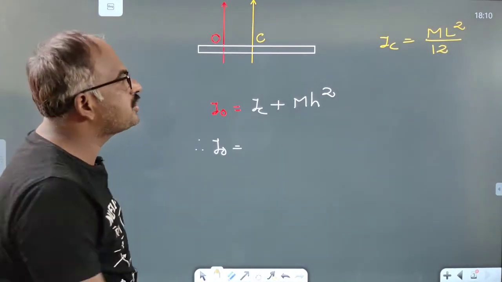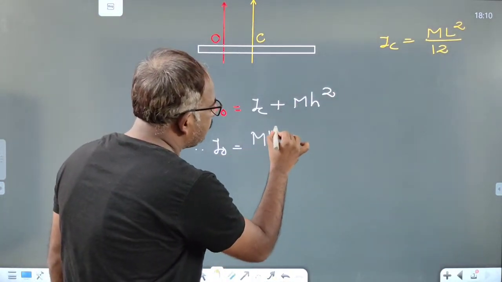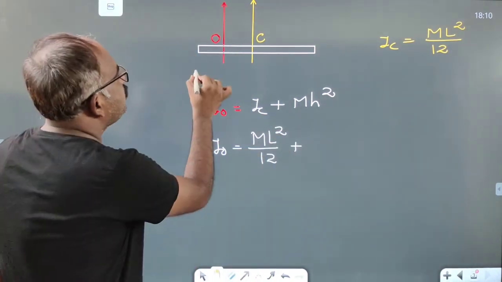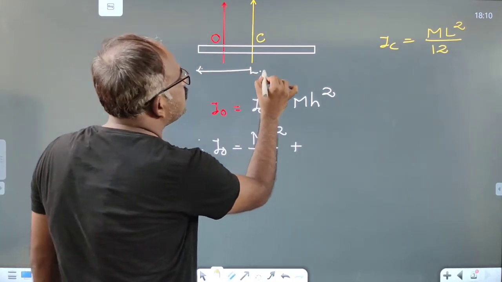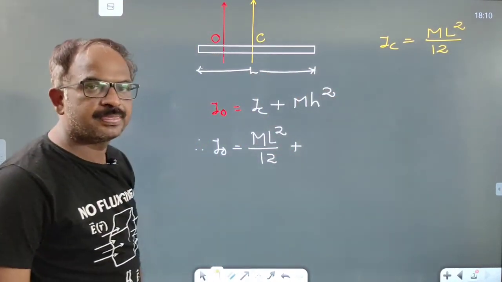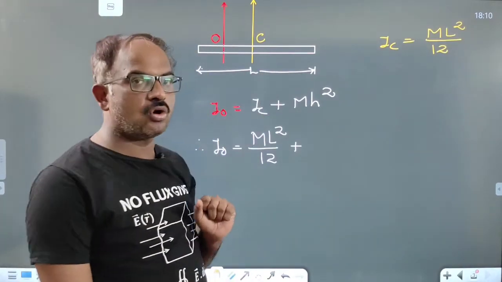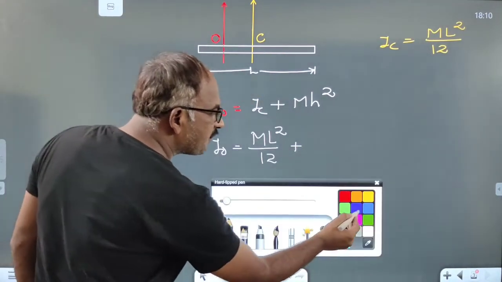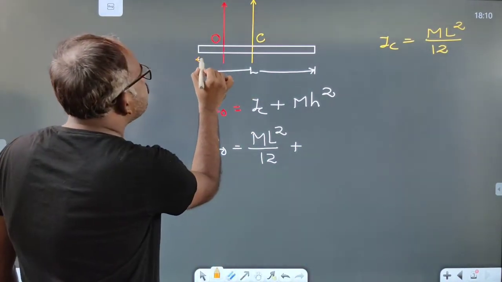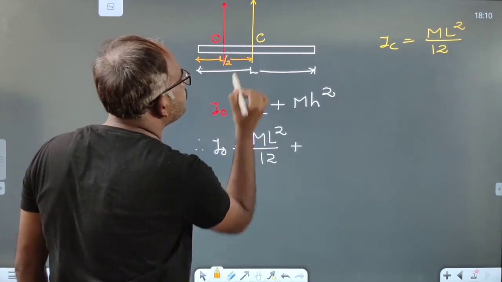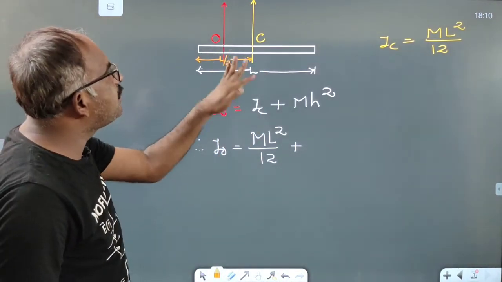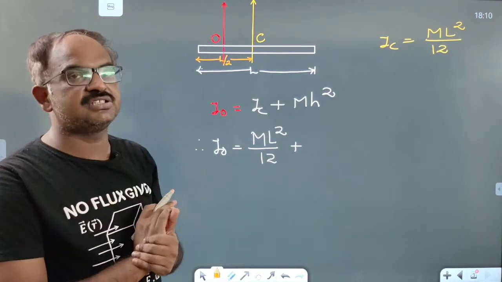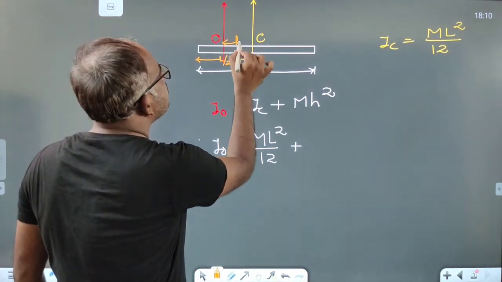That is, I.O. is equal to, what is the value of I.C? ML square by 12. ML square by 12 plus, what is H? We know that L is the total length of the thin uniform rod. C is the center. This is L by 2, center to edge, L by 2. We need H. What is H? H is the distance between two parallel axes. This is H.